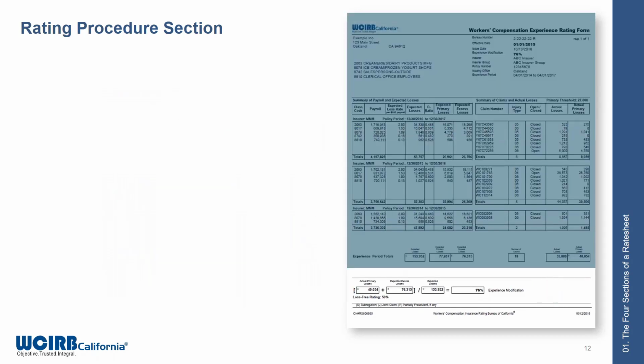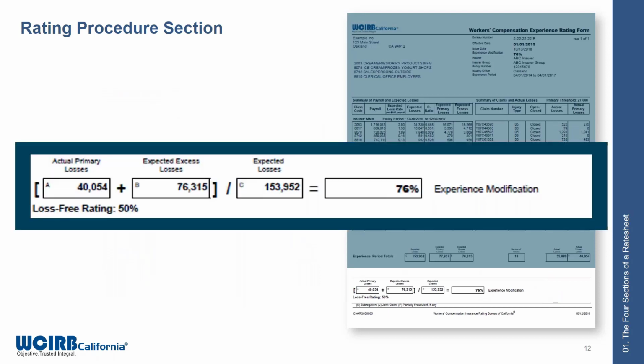The bottom of the rate sheet shows the calculation. It's pretty simple. All of the numbers from the expected losses and the actual losses section carry down to the bottom of the rate sheet. The formula is very much simplified from prior years. It's very simple: actual primary plus the expected excess divided by the expected losses, and that gives you your XMOD percentage. You'll also notice in the bottom left-hand corner is your loss-free rating percentage. This is what the experience modification would have been if there were no losses used to calculate this experience modification, your loss-free rating.